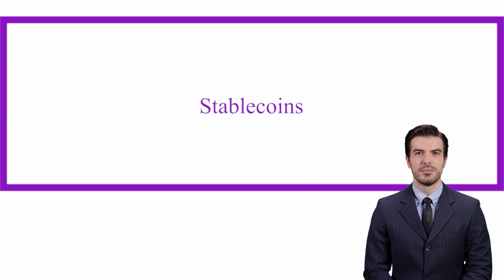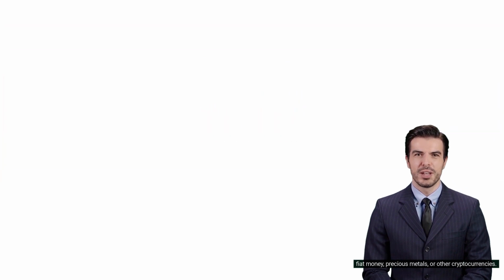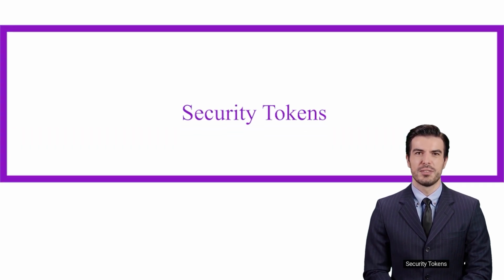Stablecoins. Since their inception, cryptocurrency trading and use have been characterized by volatility. Stablecoins seek to lower this overall volatility by tying their value to a variety of commodities like fiat money, precious metals, or other cryptocurrencies.